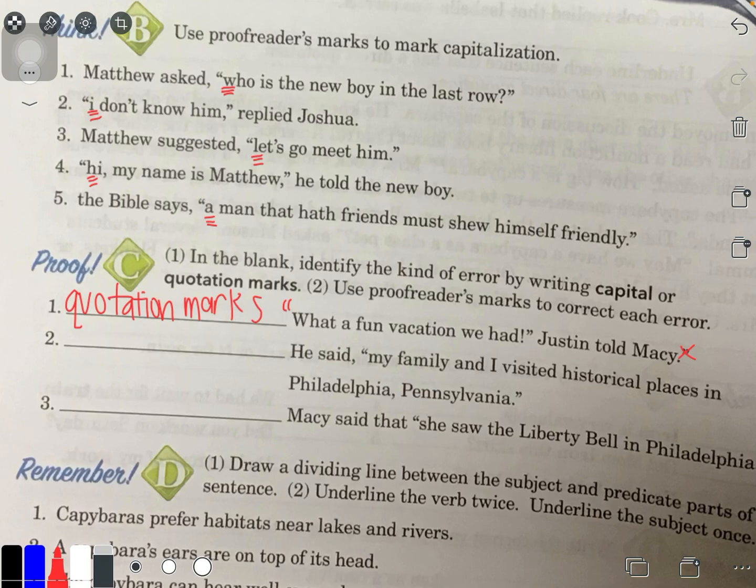Number 2. He said, "My family and I visited historical places in Philadelphia, Pennsylvania." Does it look funny already? Do you see the funny part? You're probably already writing those 3 lines somewhere before I am. So yes, the M in "my" needs to be capitalized, and in the blank, I'll put capital.